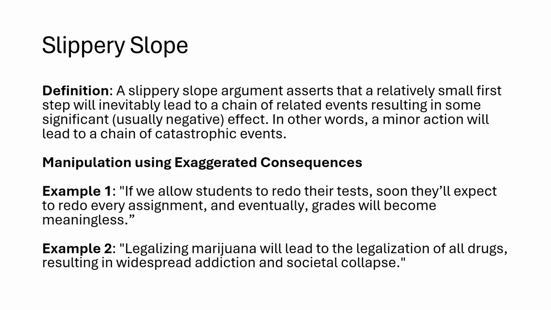In our first example, it states, if we allow students to redo their tests, soon they'll expect to redo every assignment, and eventually grades will become meaningless. Example 2. Legalizing marijuana will lead to the legalization of all drugs, resulting in widespread addiction and societal collapse.